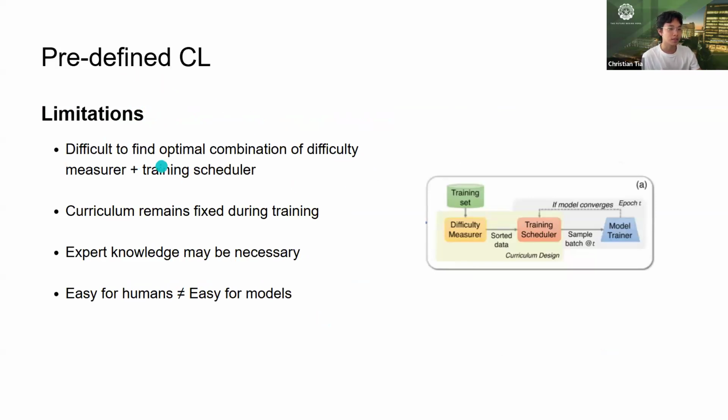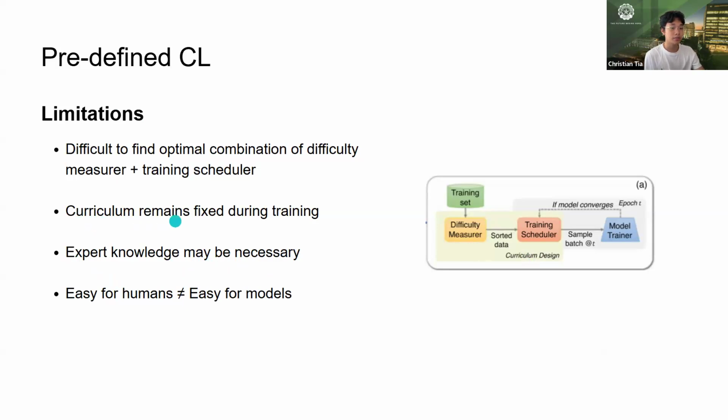So now there are a few limitations to predefined CL. First, it's difficult to find the optimal combination of difficulty measure and training scheduler because there is no existing methodology for deciding which one. You just have to experiment and exhaust your options if you really want to, and then at that point you'd compare. Unless, of course, you have some domain expertise, which is also one of the limitations, where expert knowledge may be necessary. And even then, if the dimension of the example features is very large, it could still be difficult even though you have an expert to design the difficulty measure.